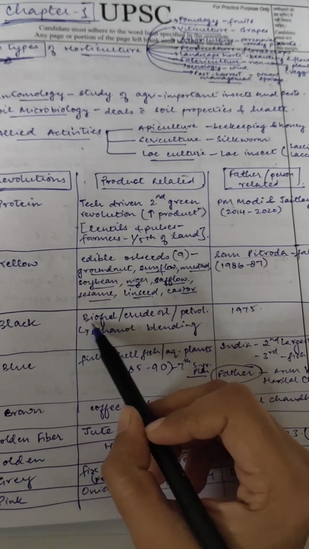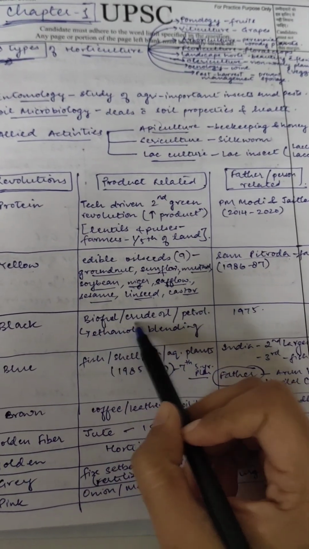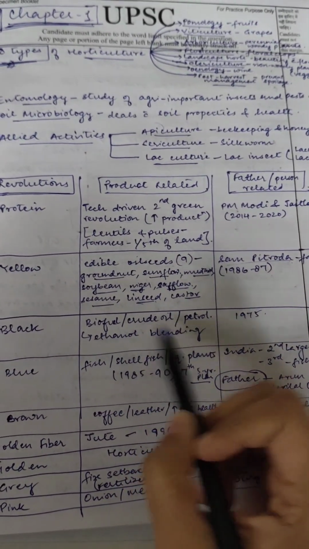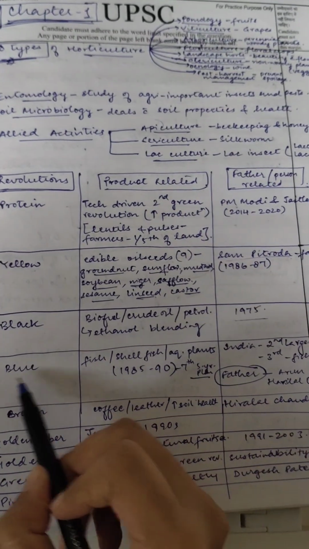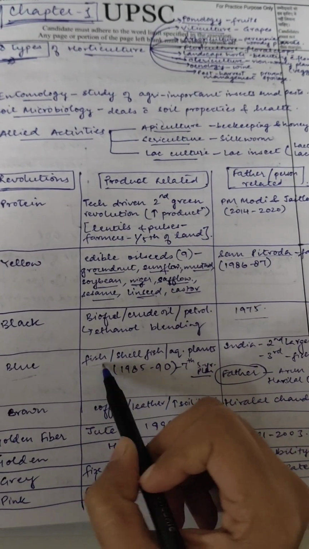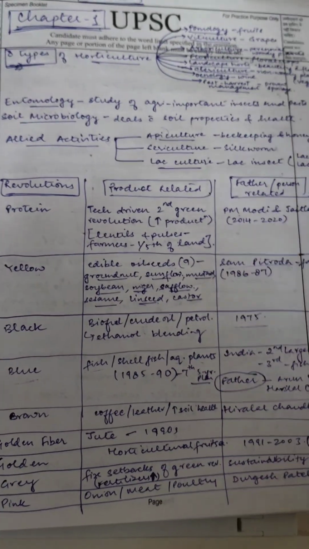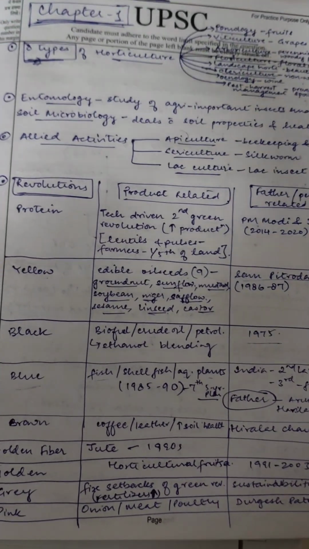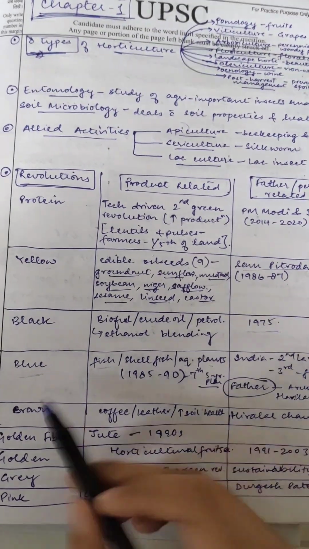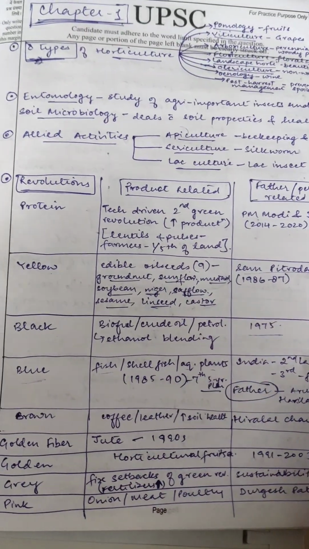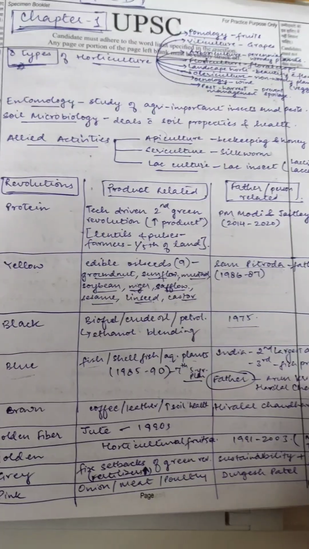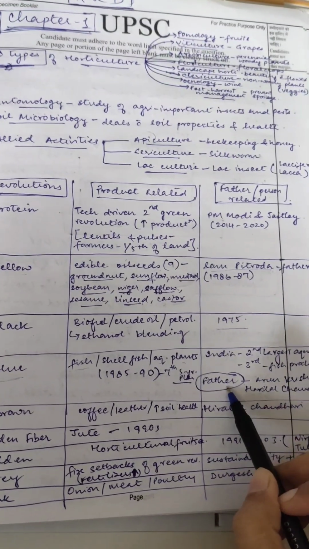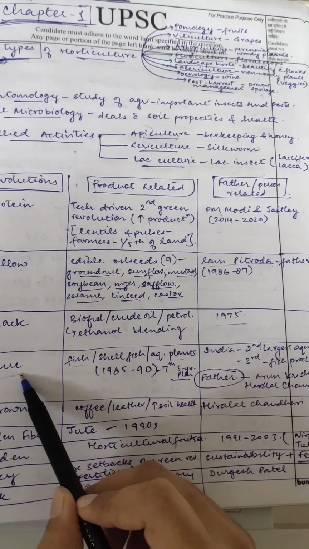Now the black revolution, we all know: biofuel, crude oil, petroleum. It is basically related to ethanol blending and all. It started in 1975. Now coming to the blue revolution, it started with fish, aquatic plants and shellfish. Blue is basically marine, related to water. The father of the blue revolution is Arun Krishnan and Hiralal Chaudhary. We need to remember Arun Krishnan as the father of the blue revolution.